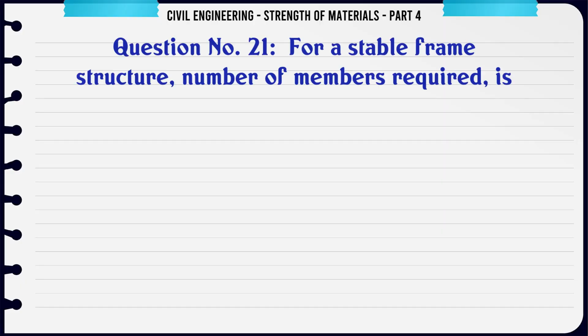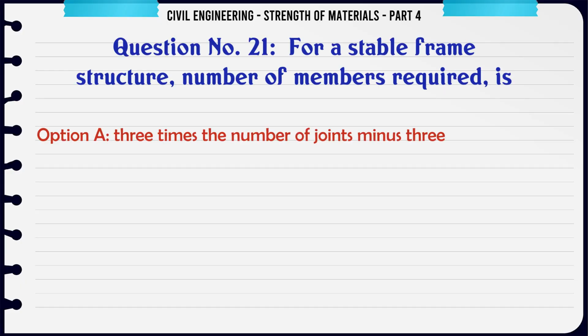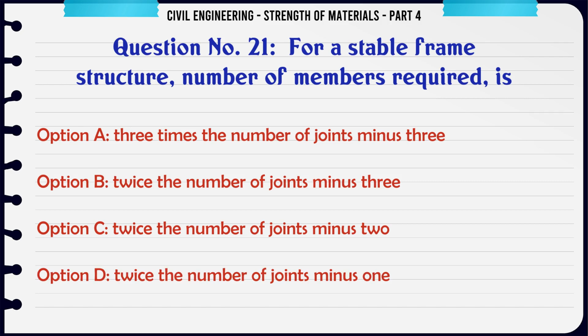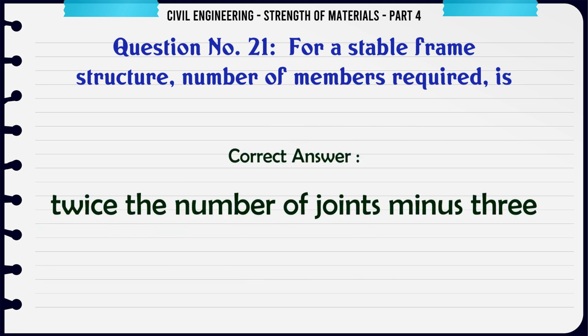For a stable frame structure, the number of members required is: A. 3 times the number of joints minus 3, B. twice the number of joints minus 3, C. twice the number of joints minus 2, D. twice the number of joints minus 1. The correct answer is twice the number of joints minus 3.